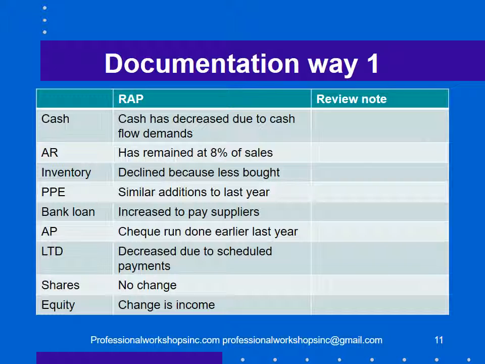Cash has decreased due to cash flow demands. Accounts receivable remained at 8% of sales. Inventory has declined because we bought less. Property, plant, and equipment additions similar to last year. Bank loan has increased because we paid suppliers. Accounts payable, the check run was done earlier this year. That's the reason for the change. Long-term debt decreased due to scheduled payments, so that's what we expected. No change to shares, and the change is income.